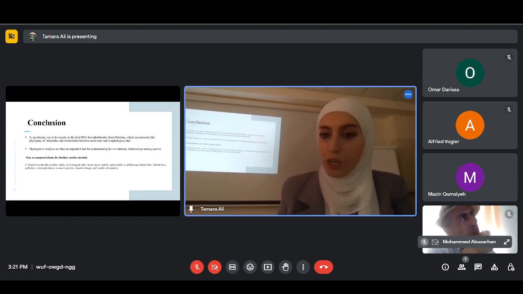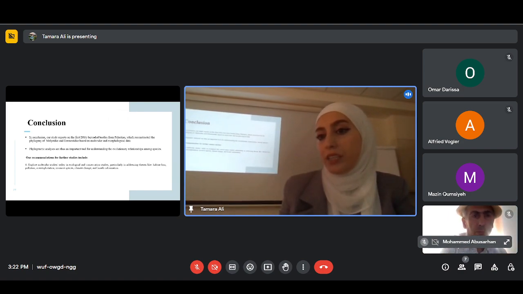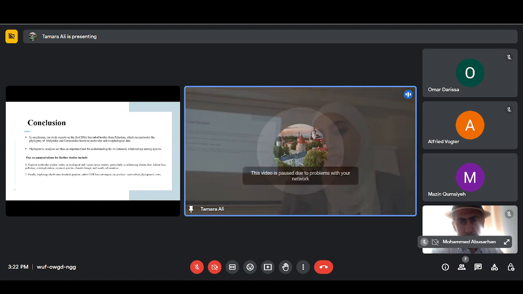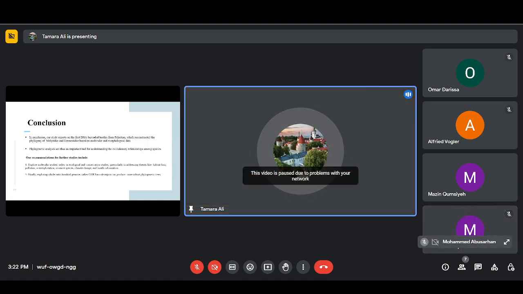Also, explore the utility of molecular studies in ecological and conservation studies, particularly in addressing threats like habitat loss, pollution and exploitation, invasive species, climate change, and Israeli colonization. Finally, exploring the whole mitochondrial genome, rather than the cytochrome oxidase barcode region, can produce more robust phylogenetic trees.